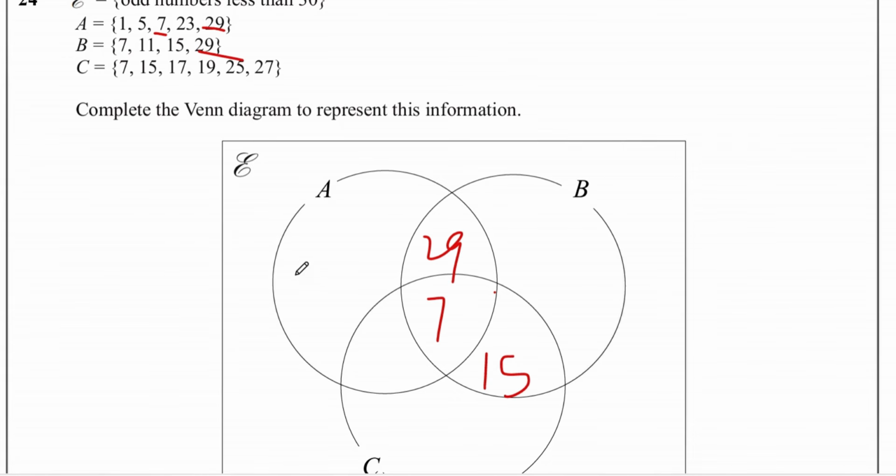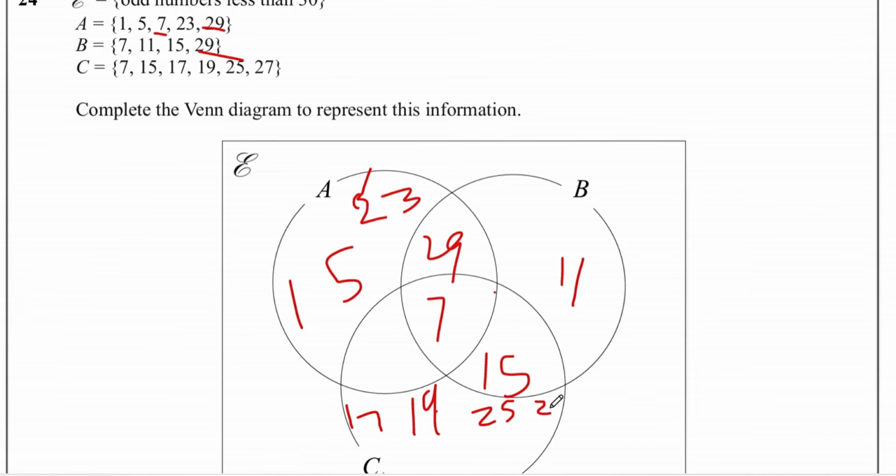So you can just put your 23, remaining here, 23 here. And then the next one, you have 11, only 11, since we put 15, 7, and 29. And over here, you got 17. So this one has more, you got 19. And then you have 25 and 27. Okay, so you got all of that.